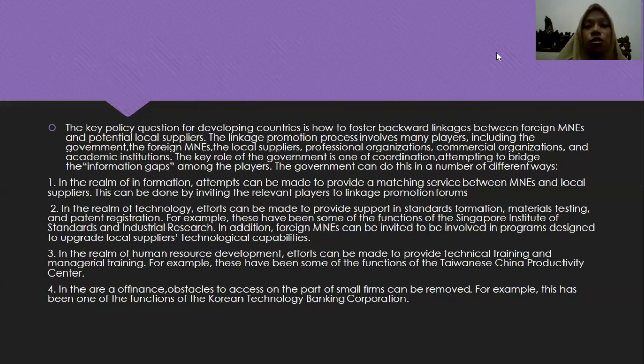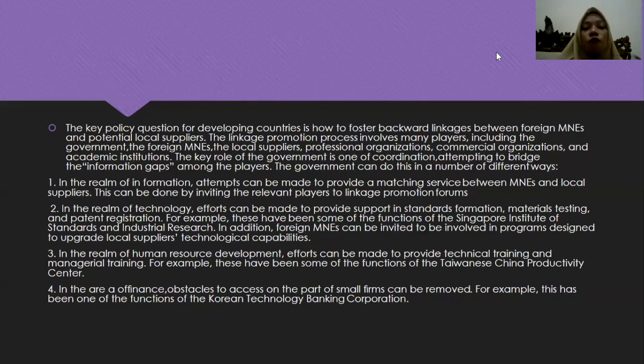Among the players, the government can do this in a number of different ways. The first is in the realm of information. Attempts can be made to provide a matching service between MNEs and local suppliers. This can be done by inviting the relevant players to linkage promotion forums. The second is in the realm of technology. Efforts can be made to provide support in standard formation, materials testing, and patent registration. For example, these have been some of the functions of the Singapore Institute of Standards and Industrial Research.